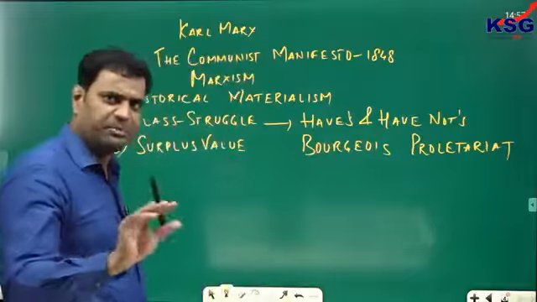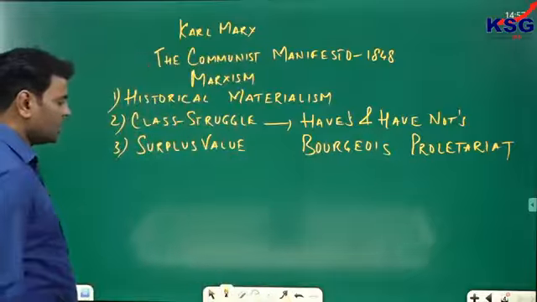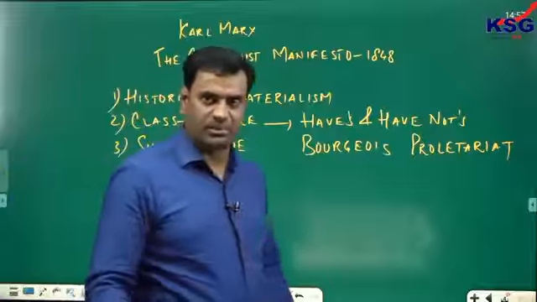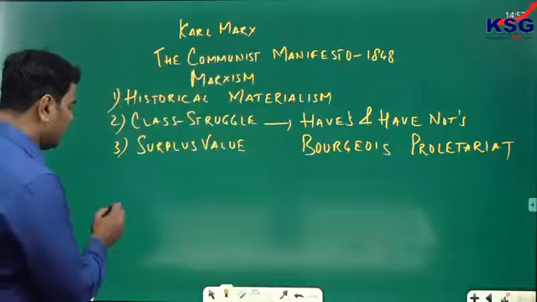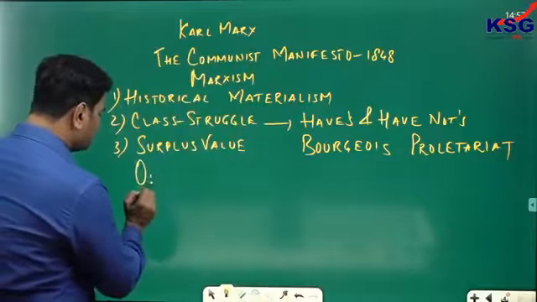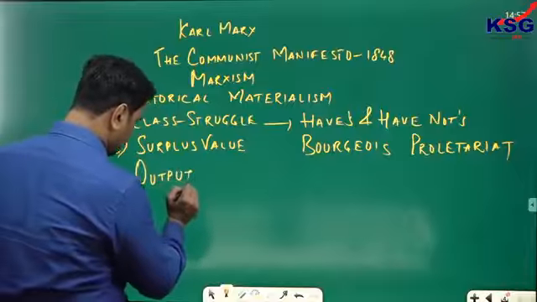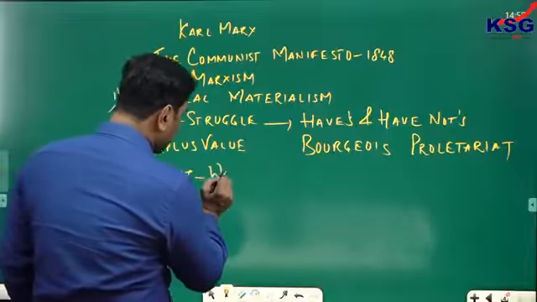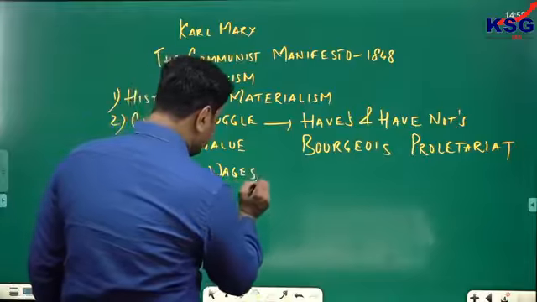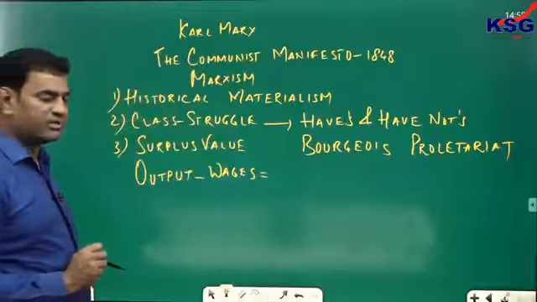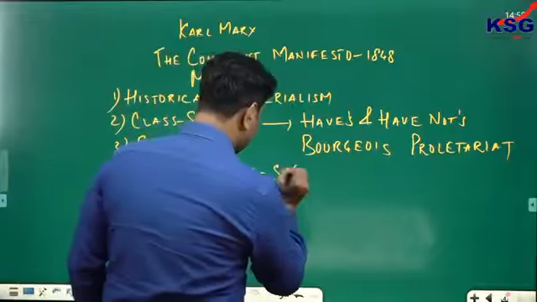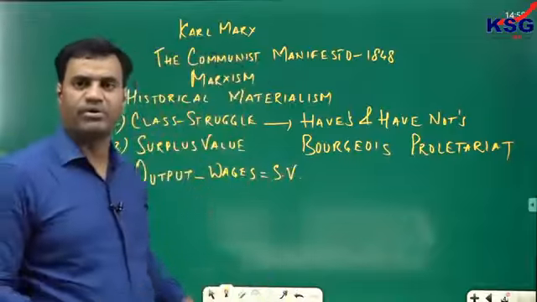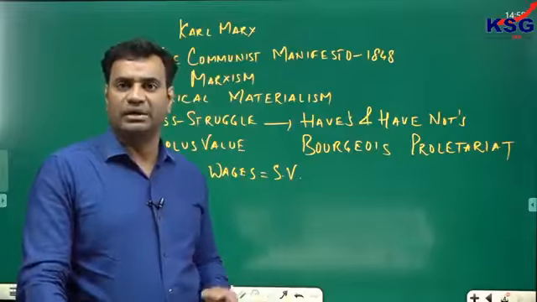Clear? This is explained by Karl Marx mathematically through surplus value. What is this concept of surplus value? According to Karl Marx, the output generated by workers is much more than the wages paid to them, and this difference between output and wages is known as the surplus value, which is the real profit of the bourgeois class or the capitalist class.